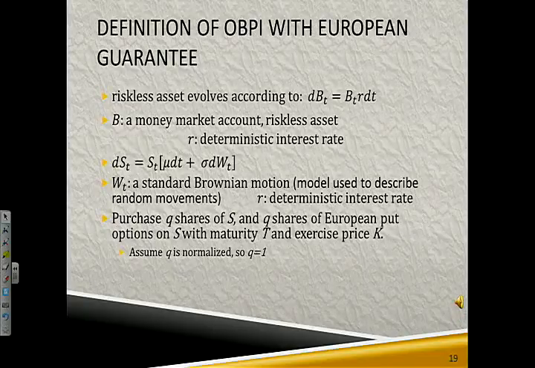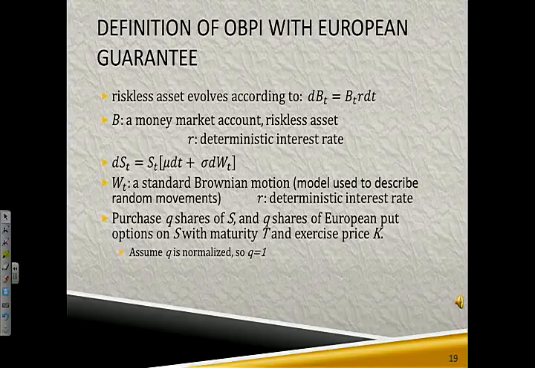Now, let's define OBPI with the European guarantee with some simple equations. A riskless asset evolves according to this equation: the derivative of B(t) is equal to B(t) times r times the derivative of t. B is our money market account, which is a riskless asset. r is our deterministic interest rate.